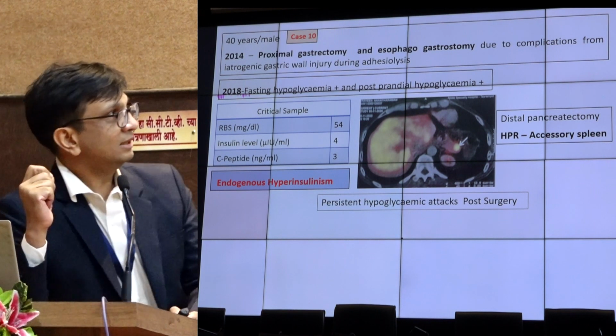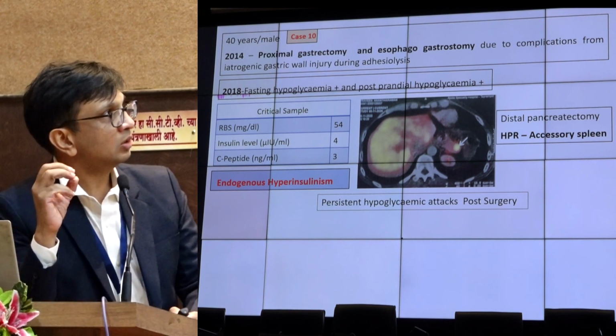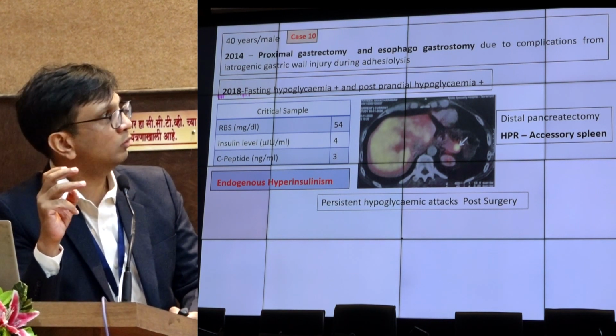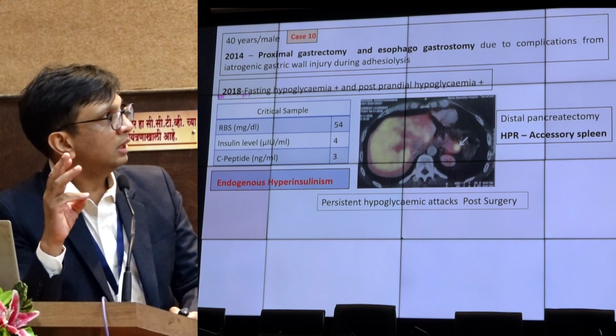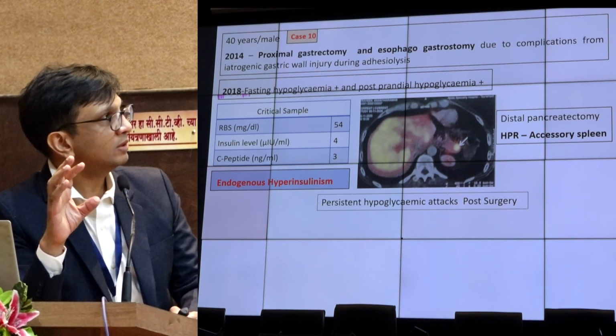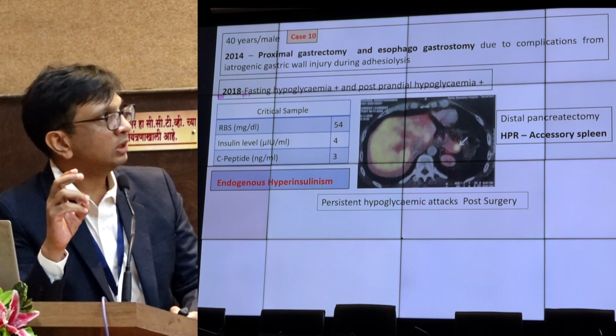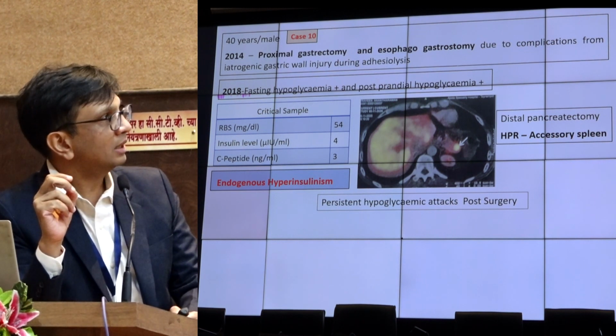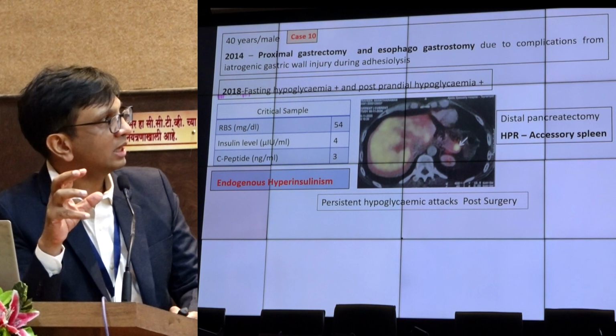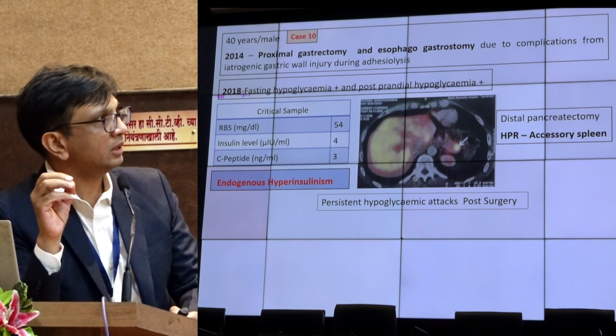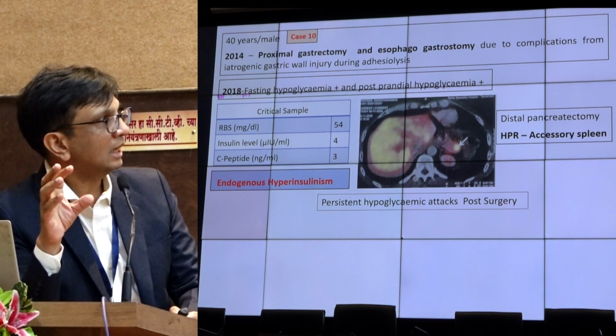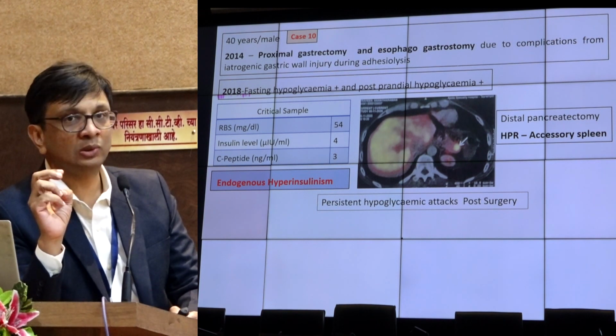Going to the next case, this patient has undergone proximal gastrectomy, esophagogastrostomy, because of some gastric wall injury which has happened. Then he was getting into hypoglycemias. A critical sample was done. Random blood sugar is 54, insulin is 4, C-peptide is high, suggestive of endogenous hyperinsulinemia.